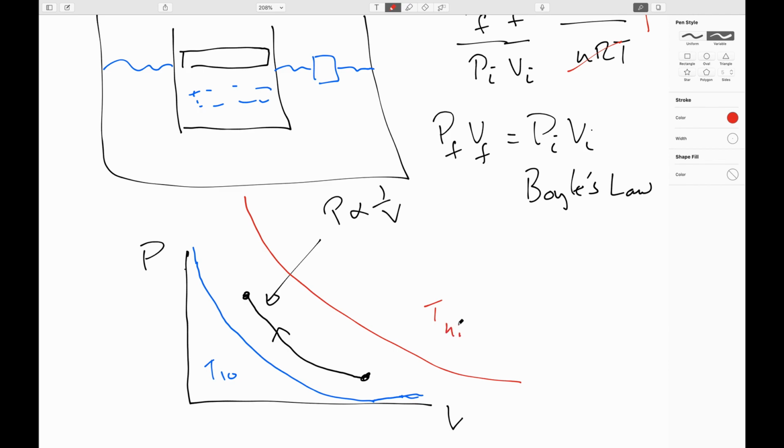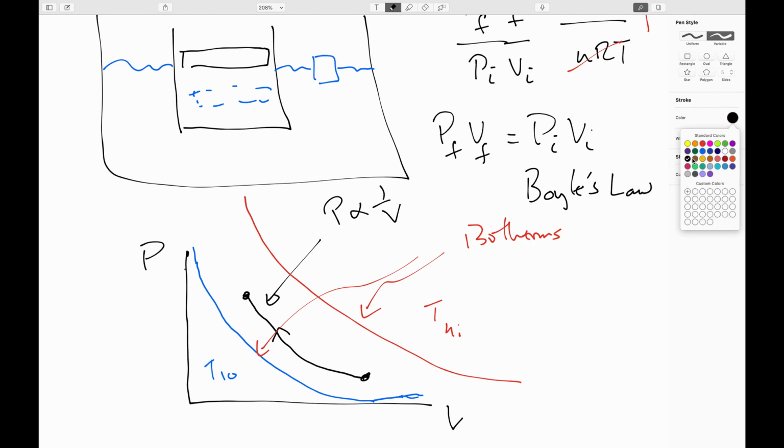it would look something like that. So these curves that go 1 over V, they usually get called isotherms. So this is just a fancy way of saying something where the pressure goes as 1 over V in the PV diagram.